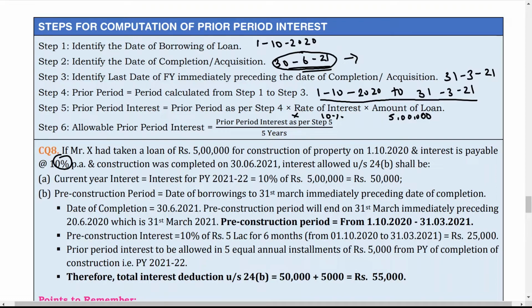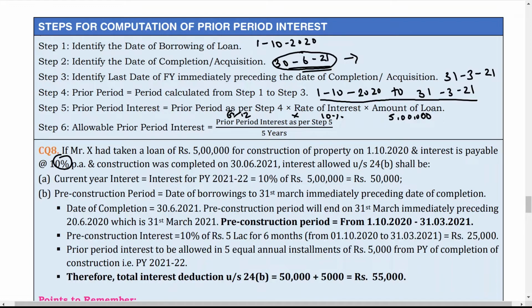So now you have to calculate interest for the 6 months. So prior period interest: if you calculate 6 month interest, 6 divided by 12. So by putting all this in, you will get the answer. So allowable prior period interest is equal to, now how much is allowable?